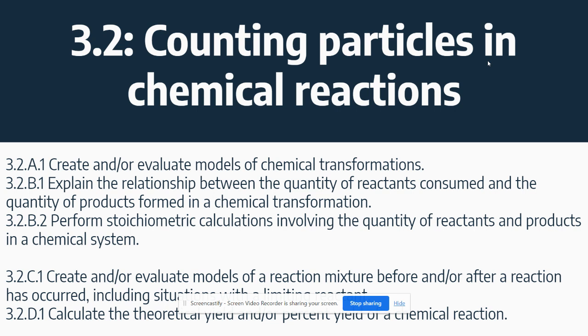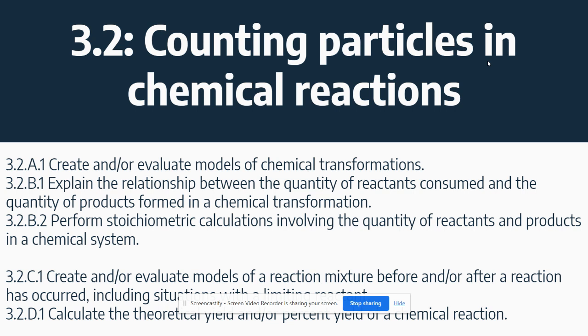We have 3.2A, and then it's written here as 3.2C and D, but 3.2A and B are going to be our 3.2A quiz. And then 3.2C and D are going to be our 3.2B quiz. When we look at goal 3.2A, so those first three goals shown here, we are looking at models of chemical transformations, explaining the relationship between the quantity of reactants consumed and produced in a chemical transformation, and then performing stoichiometric calculations involving the quantity of reactants and products.